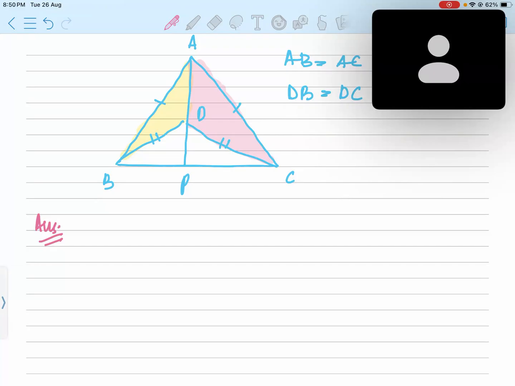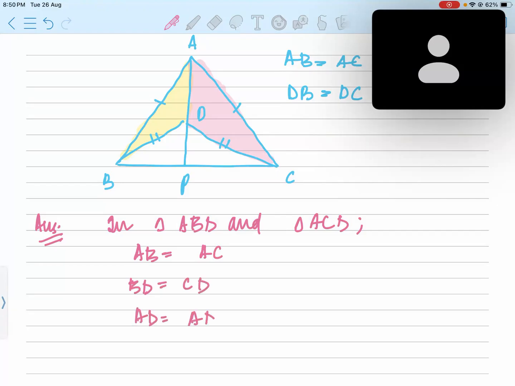Ma'am, proof is that AB is equal to AC and DB equals DC. It's already given, and then AD is common. So, SSS. So, children, just quickly write the proof. In triangle ABD and triangle ACD, AB is equal to AC, BD is equal to CD, and AD is equal to AD. These both are given. This is common.